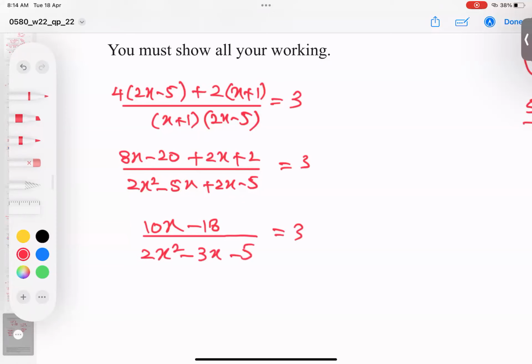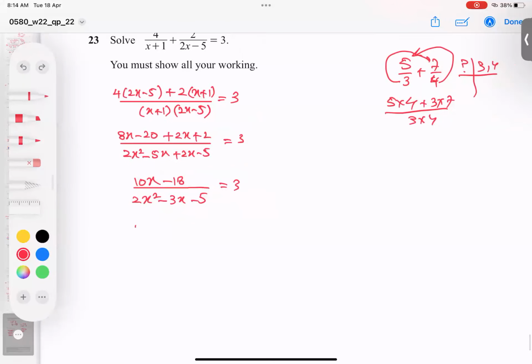And afterwards, what I will do, I will simply multiply this on the other side. Sorry for that. This multiplies there. So what I get, students, 10x minus 18 equals 3. This multiplies with the 3, I get 6x squared. This multiplies with 3, negative 9x and negative 15. Now I bring all these values to the right side. Here I'm writing 0.